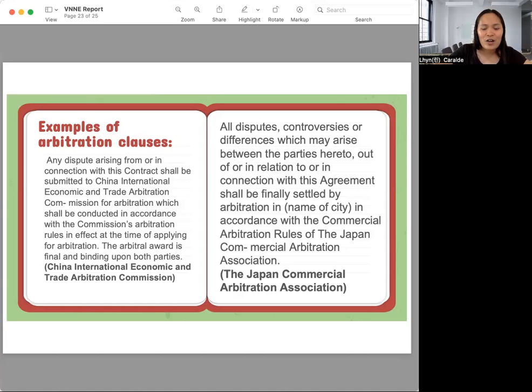Based on the four arbitration clauses, which one for you is the easiest? Which one did you understand most?